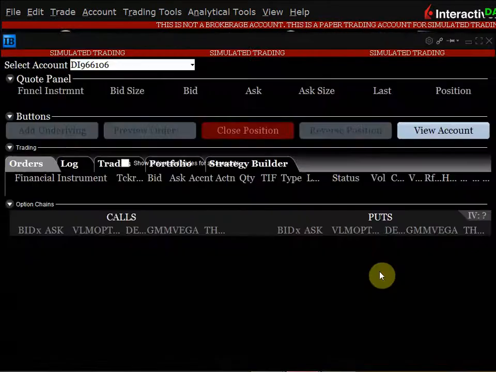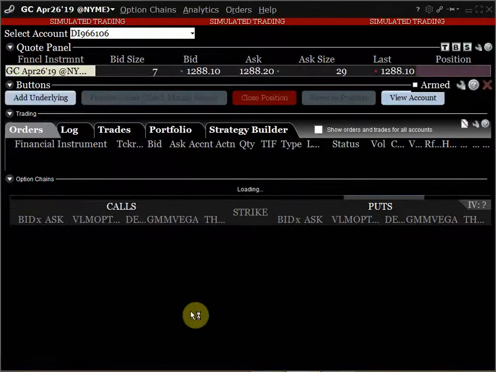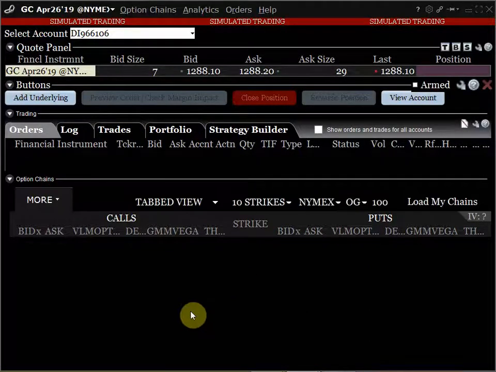There are other ways to do this. You can just look at the educational videos regarding the TWS and do them. What happened? It's taking a long time to load.